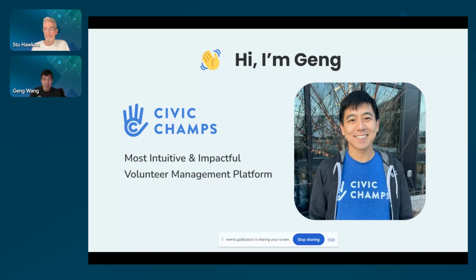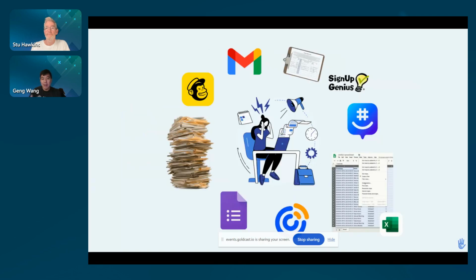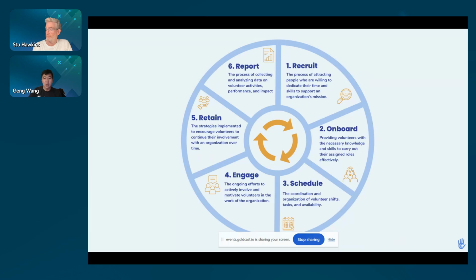For folks that maybe are less familiar with us, the pain point that we solve is around consolidating all of the various tools that volunteer managers use on a day-to-day basis, whether that's MailChimp, SignUpGenius, or paper sign-in sheets, all these things that oftentimes folks need to do manually. We put it all into one platform so that we can make everything from onboarding to scheduling to recruiting, engaging and retaining your volunteers super easy. And of course, with reporting, the integration makes that even easier.